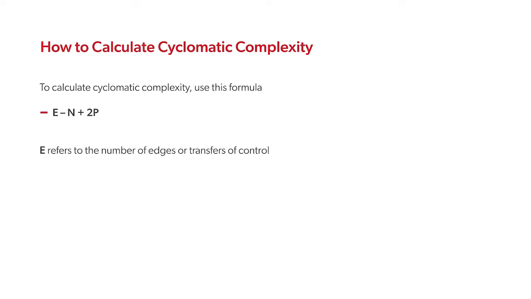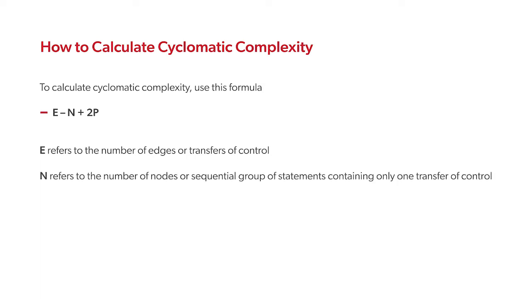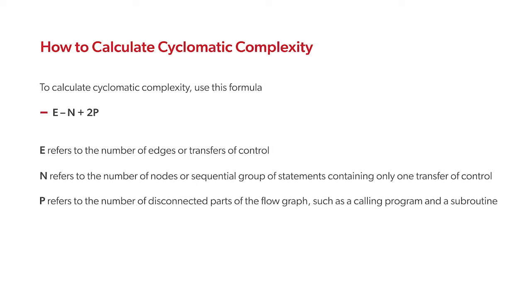Now let's move on to how you can calculate cyclomatic complexity. To calculate the cyclomatic complexity, use this formula, which is E minus N plus 2P, where E refers to the number of edges or transfers of control. N refers to the number of nodes or sequential groups of statements containing only one transfer of control. And P refers to the number of disconnected parts of the flow graph, such as a calling program or a subroutine. This equation represents the number of decisions plus one.